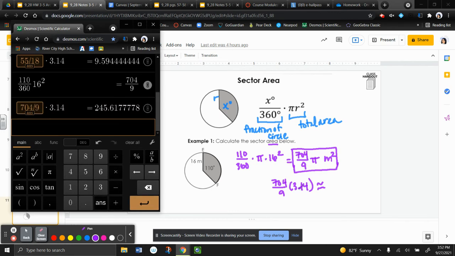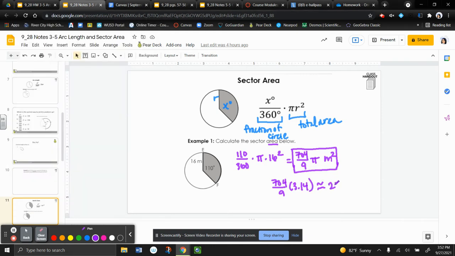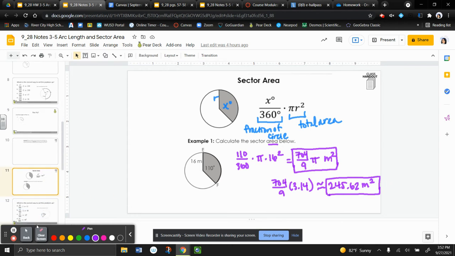So 245.62 meters squared. So the reason we don't write pi again is because we actually multiplied by pi. So that's why it disappeared, right? So in terms of quantity, these are the same. They're just written in two different ways. One is in terms of pi, the other is our approximate answer.